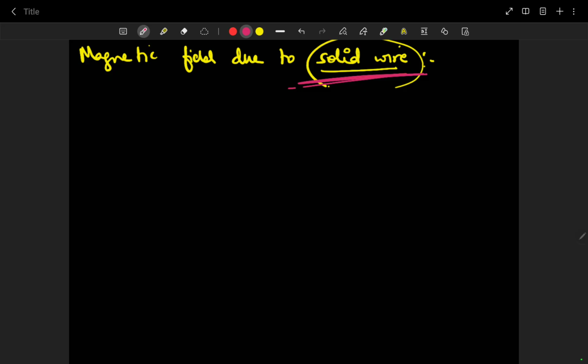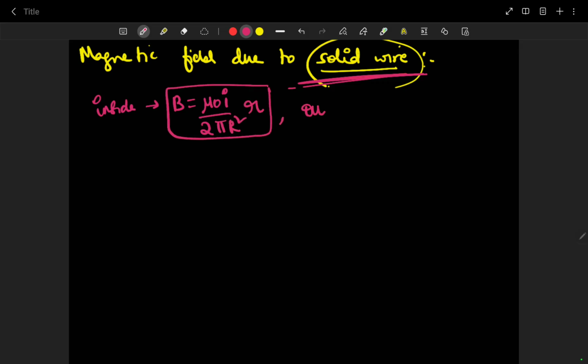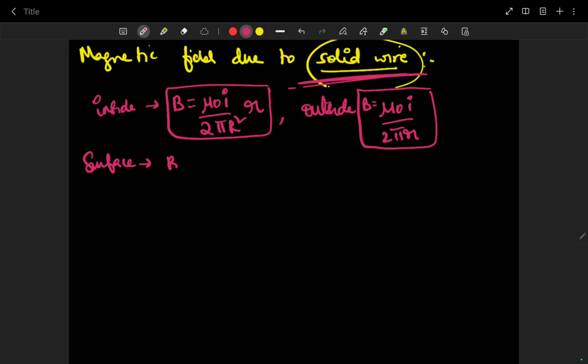So I will collect all the expressions for solid wire. The inside expression is B = mu naught I r by 2 pi R square. For outside, it remains the same as the hollow wire expression, that is mu naught I by 2 pi r. At the surface also, it remains the same as the hollow wire expression, that is mu naught I by 2 pi R. The only thing is small r will be replaced with capital R because it's the surface.